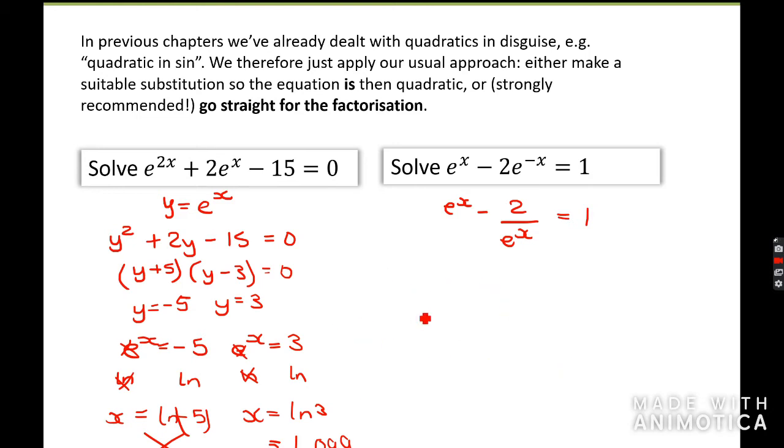You can move things around first. But if we multiply both sides by e to the x, so every part gets multiplied up, what we end up with is e to the 2x minus 2, because e to the x times by a denominator of e to the x will cancel out, and that will then equal e to the x.